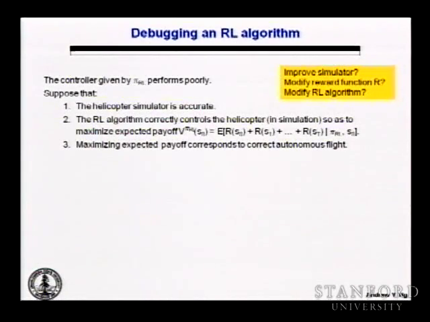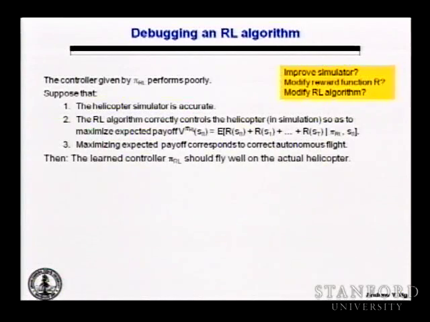Suppose these three assumptions hold true, right? Suppose that the helicopter simulator is accurate. So let's suppose that you built an accurate model of the dynamics. And suppose that, item two on the slide, the reinforcement learning algorithm correctly controls the helicopter in simulation so as to maximize that expected payoff. And suppose that maximizing the expected payoff corresponds to autonomous flight. If all of these three assumptions hold true, then you would expect the learned controller, pi subscript RL, to fly well on the actual helicopter.